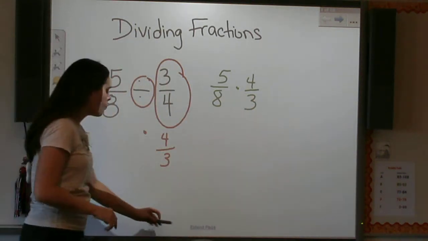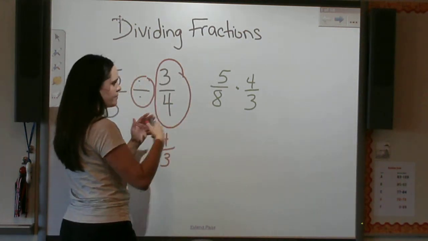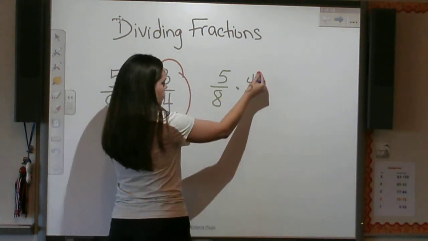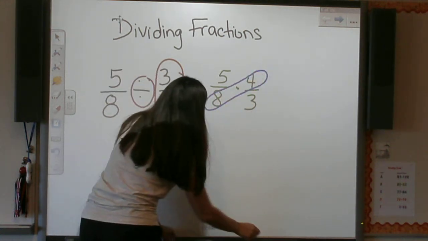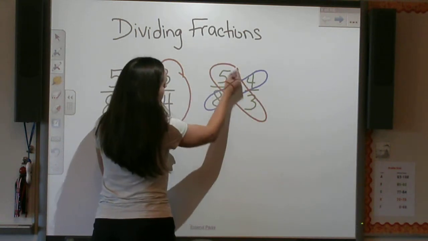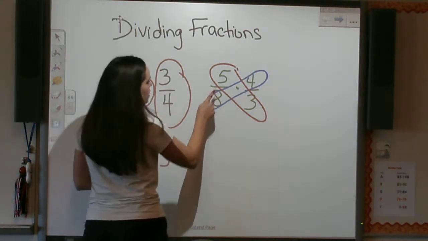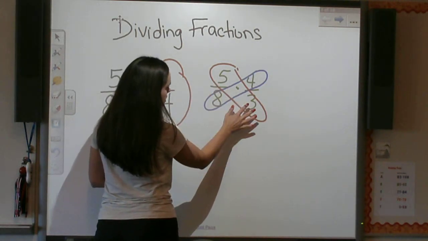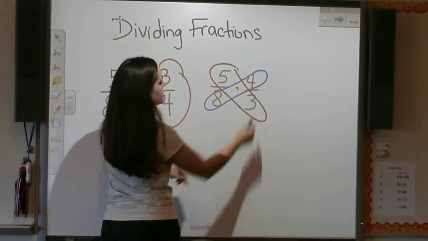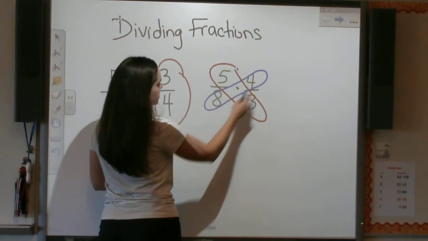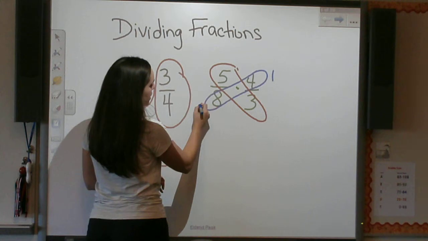Okay. Now we want to simplify, looking at cross numbers. So we want to look at these two numbers, and we want to look at these two numbers. Now, right now we're reducing and simplifying, not doing any operations. So 5 and 3, these two numbers cannot change. They can't be reduced. But 8 and 4, notice that 4 will go into 8 two times, and it will go into 4 once. So this number becomes a 1, and this number becomes a 2.